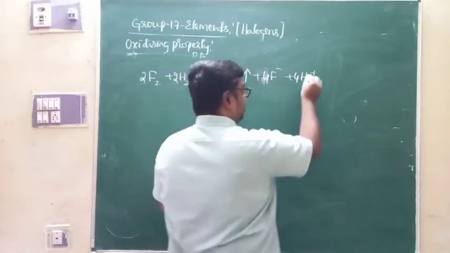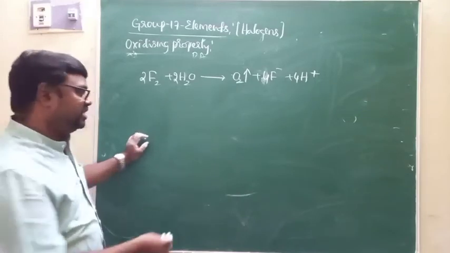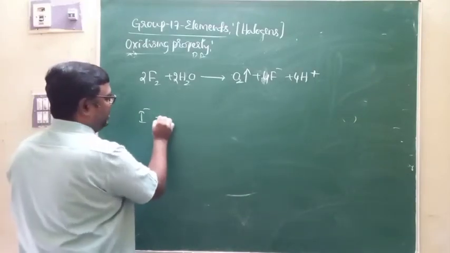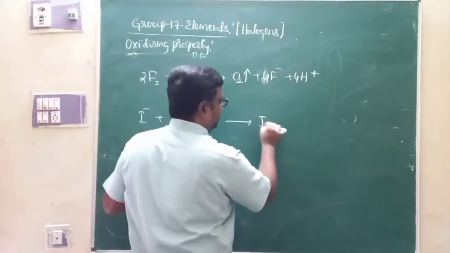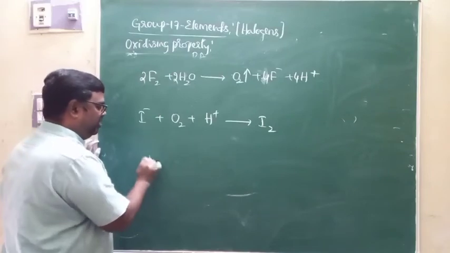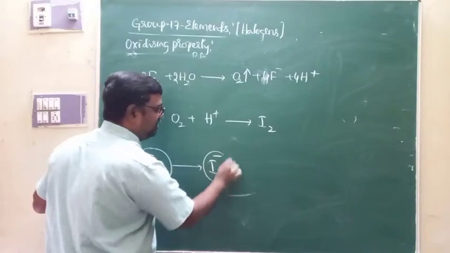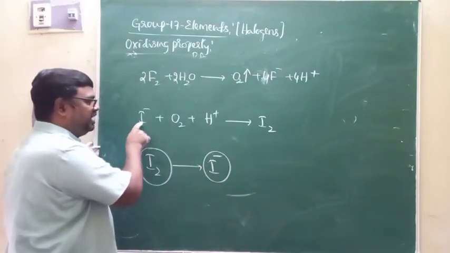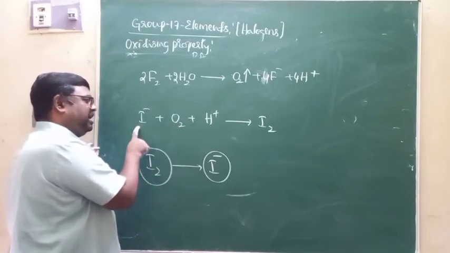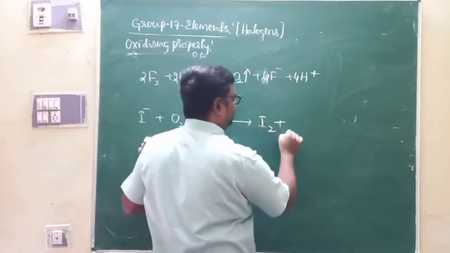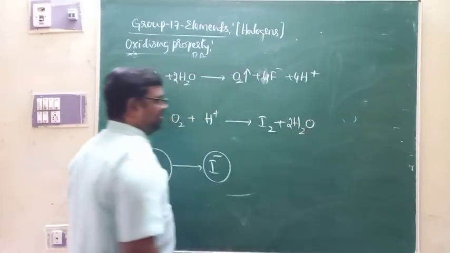Iodine is the weakest oxidizing agent, but the corresponding ion, iodide, is the strongest reducing agent. So when iodide comes in contact with oxygen in acid medium, you are going to get iodine there. Iodine is the weakest oxidizing agent, and the corresponding ion is the strongest reducing agent. When oxygen oxidizes iodide, which means iodide reduces oxygen, of course you are going to get iodine, along with the formation of water. This is what we call the reaction.